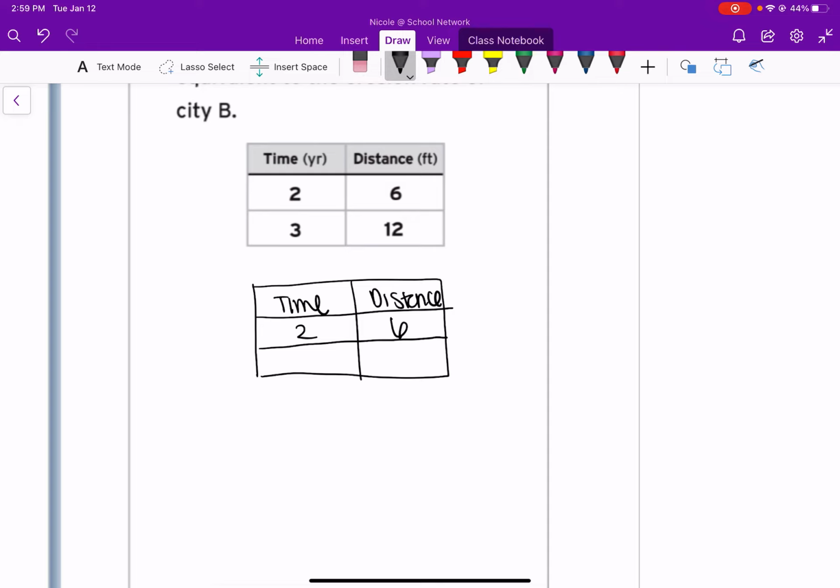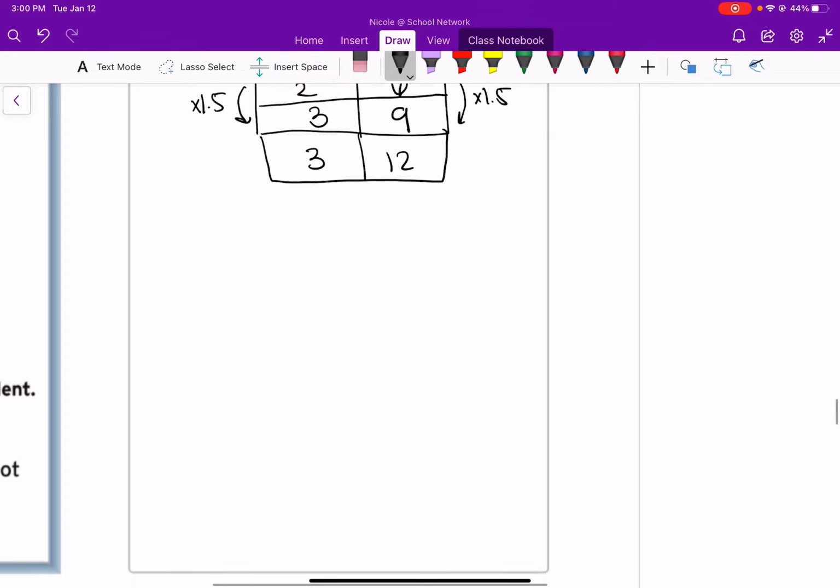So here, how do I get 2 times what number is 3? Well, that's just times 1.5. If we use our calculator, 3 divided by 2 is 1.5. Okay. And then if we multiply 6 times 1.5, what are we going to get? 9. So that's an equivalent ratio. Is 3 to 12 the same as 3 to 9? No, it's not, right?